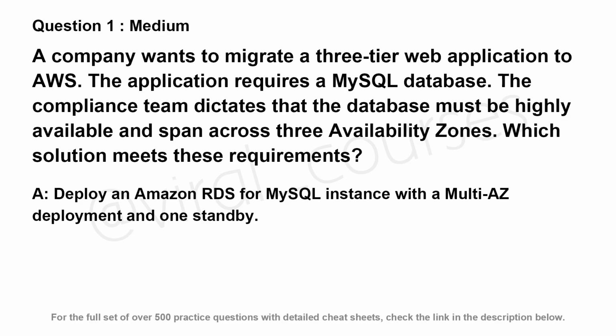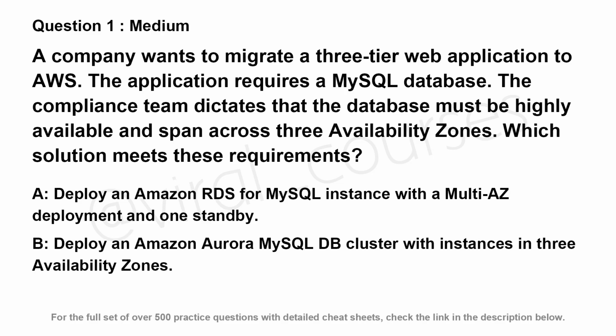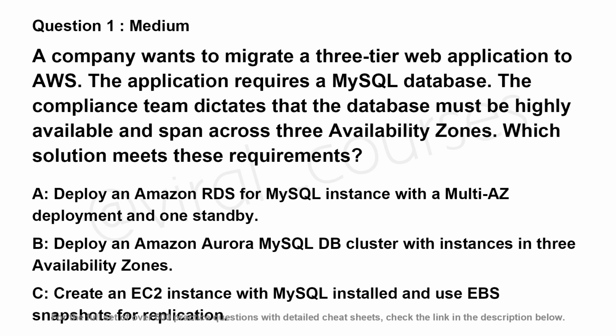Option A. Deploy an Amazon RDS for MySQL instance with a Multi-AZ deployment and 1 standby. Option B. Deploy an Amazon Aurora MySQL DB cluster with instances in 3 availability zones. Option C. Create an EC2 instance with MySQL installed and use EBS snapshots for replication. Option D. Use Amazon RDS for MySQL with a read replica in a different region.